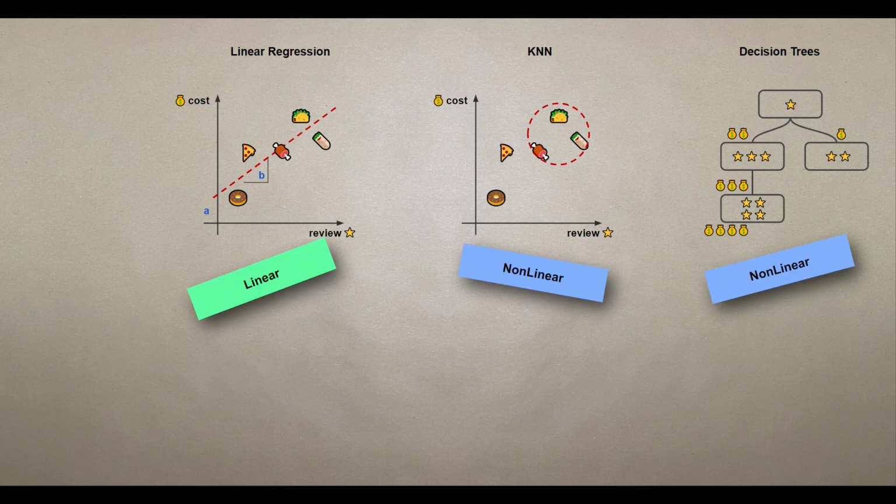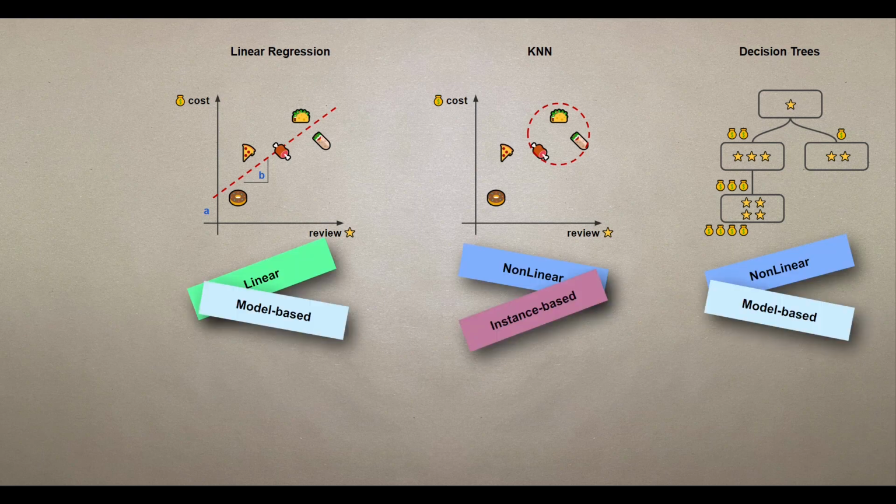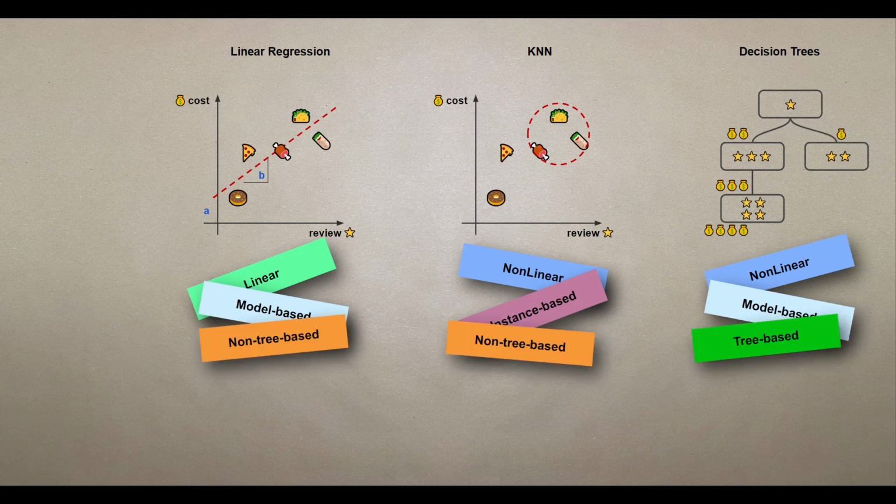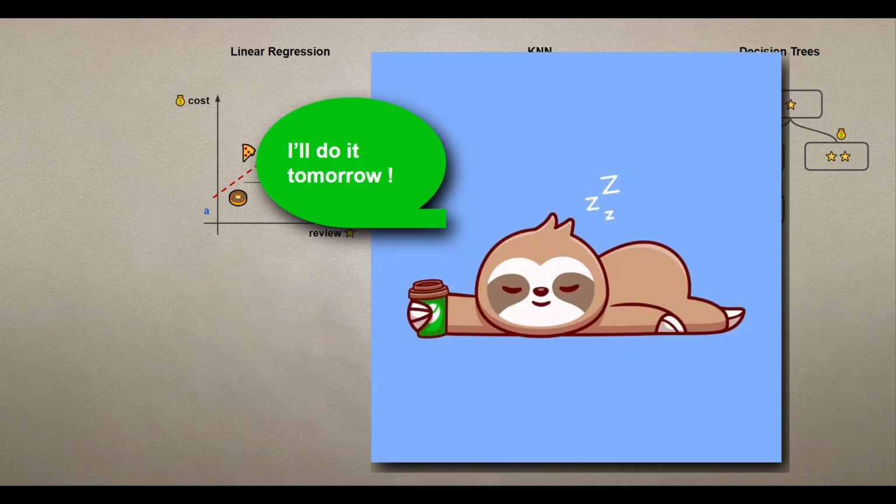These models cover linear and nonlinear models, instance-based and model-based models, tree-based and non-tree-based models. When I started wondering what makes an algorithm lazy, I approached it in the same way I categorize a person as lazy. A lazy person would keep postponing chores or tasks to the next day and always do the minimum amount of work possible.